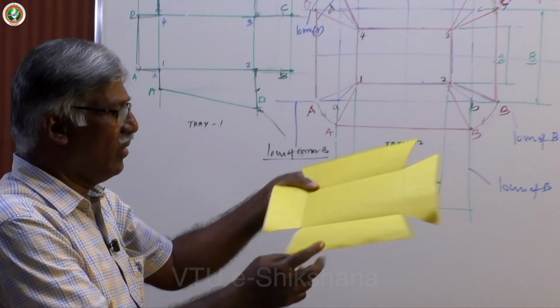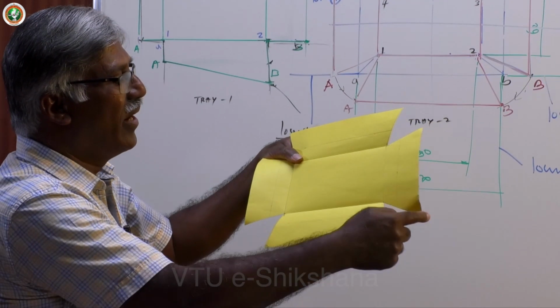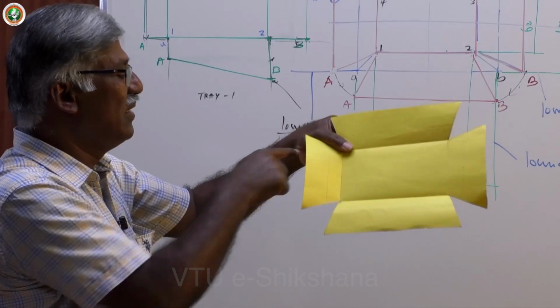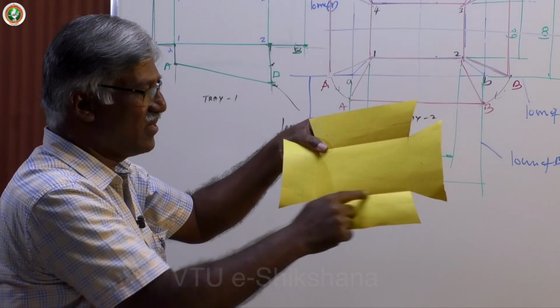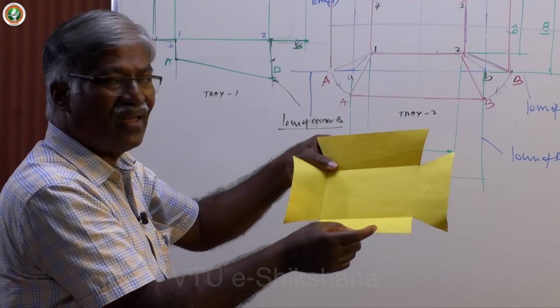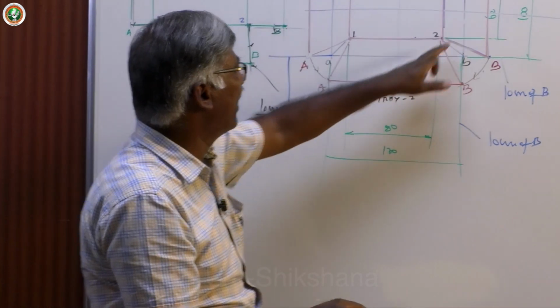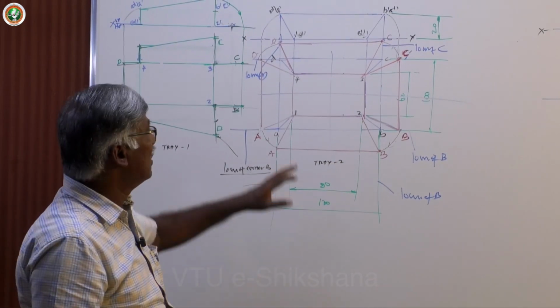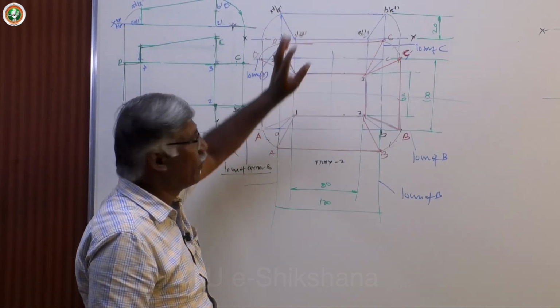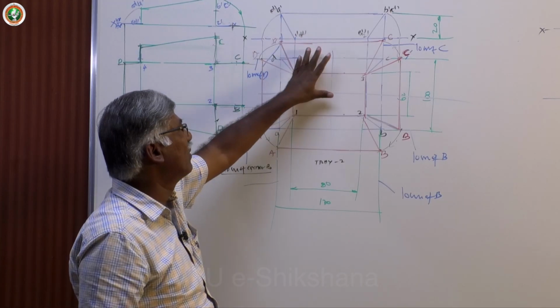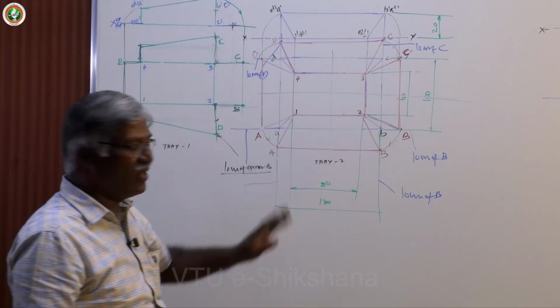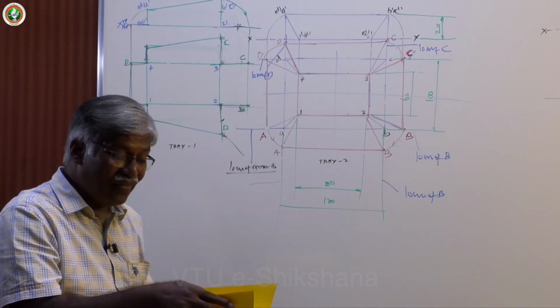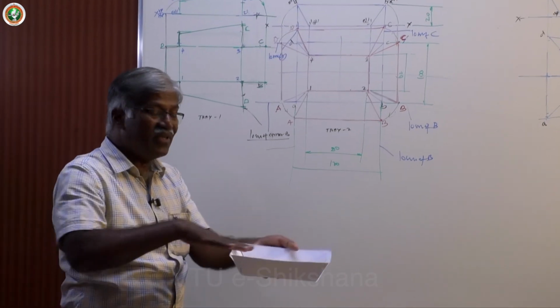So I have all points A, B and B, C, C, D, D, A, A. This is the base of the tray and these are the lateral surfaces. That's what I have. In red color I have made it dark. The gap between the front view and top view, maintain sufficient so that you can accommodate this. So this is about the tray which is having the same distance.